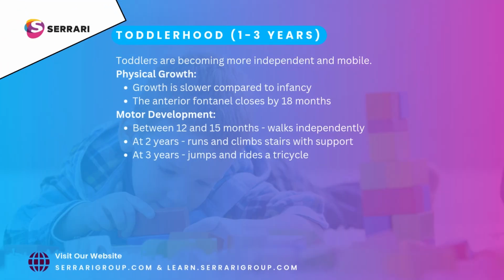Toddlerhood, 1 to 3 years. Toddlers are becoming more independent and mobile. Physical growth. Growth is slower compared to infancy. The anterior fontanelle closes by 18 months. Motor development. Between 12 and 15 months, walks independently. At 2 years, runs and climbs stairs with support. At 3 years, jumps and rides a tricycle.